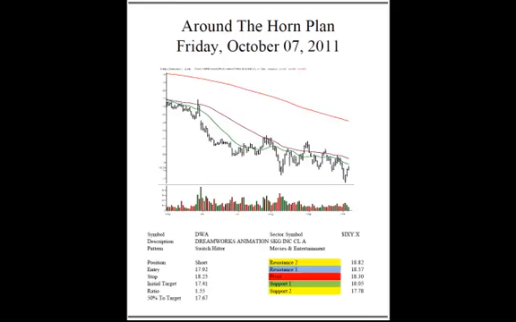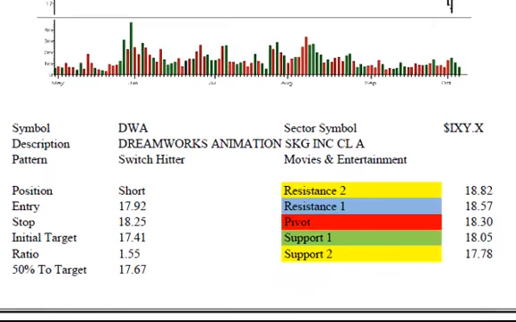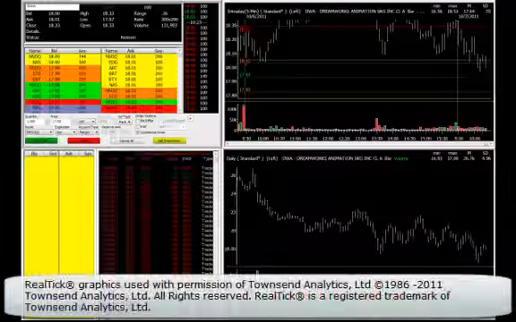If you're a subscriber to the Around the Horn Intraday Trading Plan service, you're used to looking at these sheets by now. Everything you need to know exactly how I'm going to handle the trade over the course of the session is here. We see this trade in DreamWorks Animation, ticker symbol DWA, was a switch hitter short setup. I had a 17.92 entry, an 18.25 stop, an initial profit target at $17.41. That gave me a ratio of 1.55 to 1 on the position. And we had a 50% profit target of $17.67.